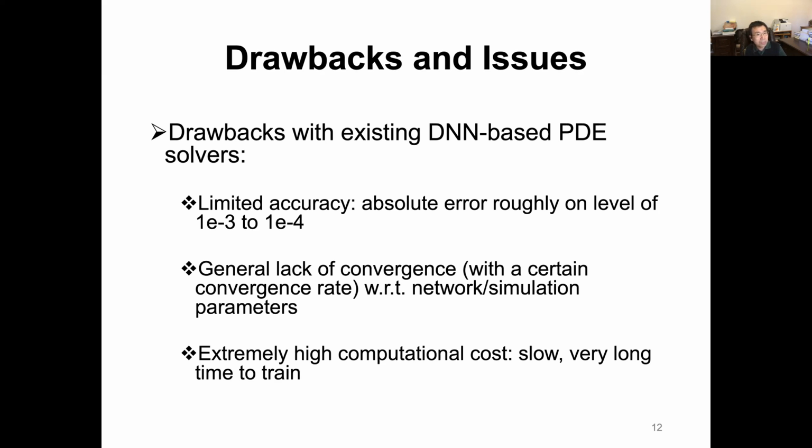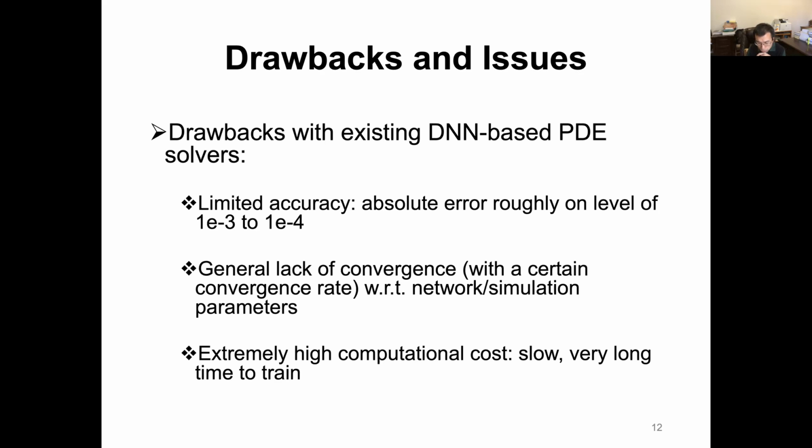Related to the accuracy, there seems to be a general lack of convergence with a certain convergence rate. For example, if you increase the number of layers, or the number of nodes per layer, or the number of training data points, it's very hard to see a consistent improvement in the simulation results. Another drawback is that the computational cost is extremely high. The network takes a very long time to train.